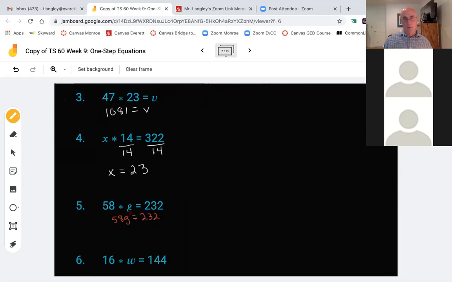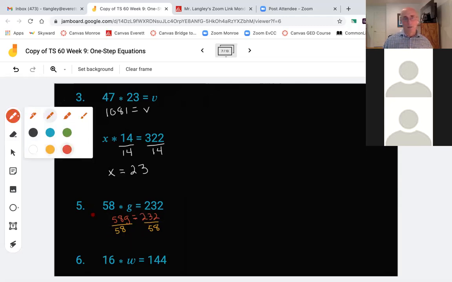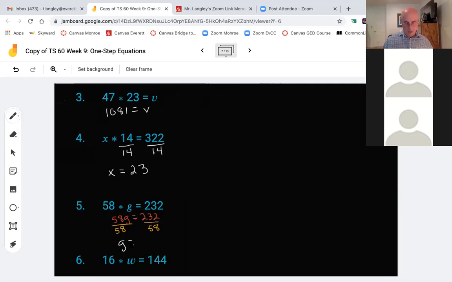How do I get rid of something that's multiplied by the variable? By dividing, by doing the opposite. So I'm going to divide this side by 58, and I make sure I write it over here on the other side before I forget, because whatever I do on the left, I have to do on the right. That cancels out my 58s, and that gives me G equals 232 divided by 58, and that gives me 4. If I did that right, it gives me 4, okay?